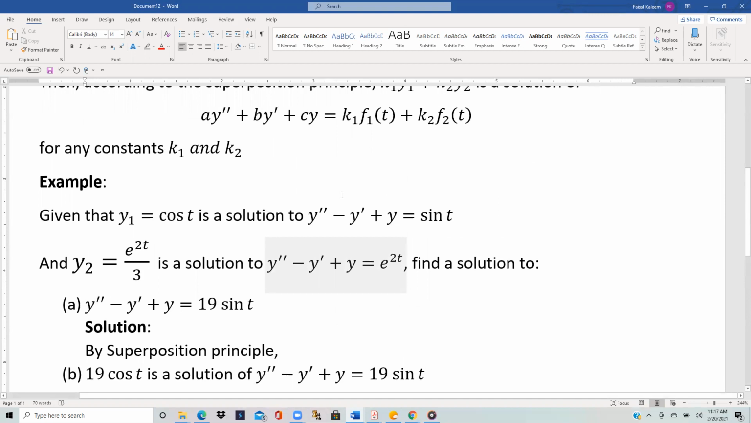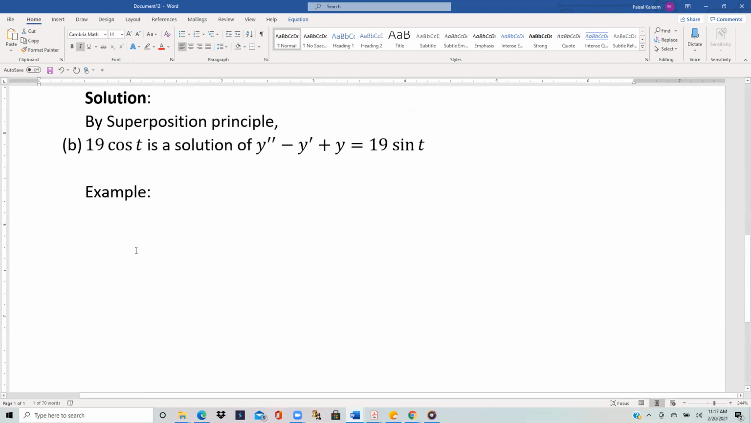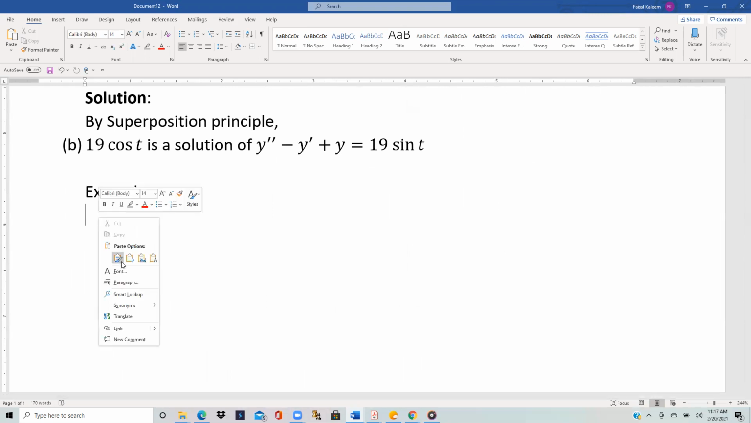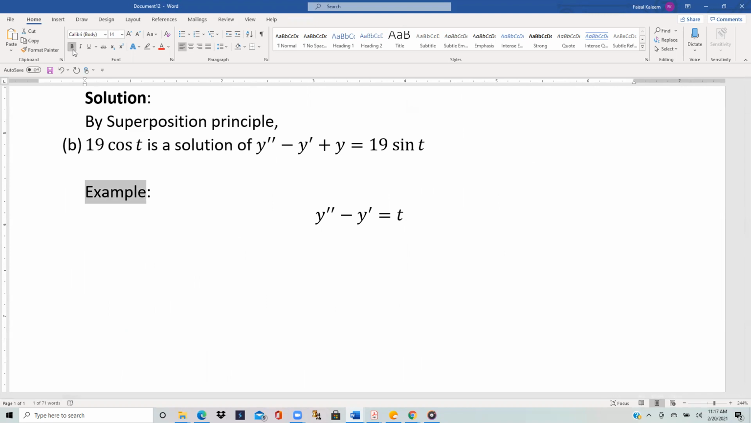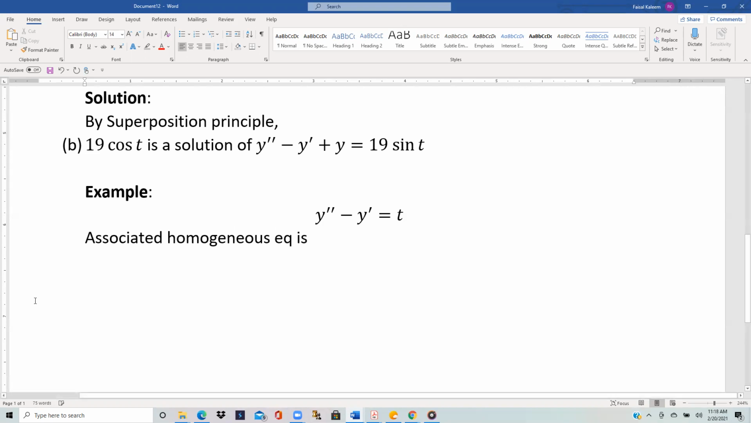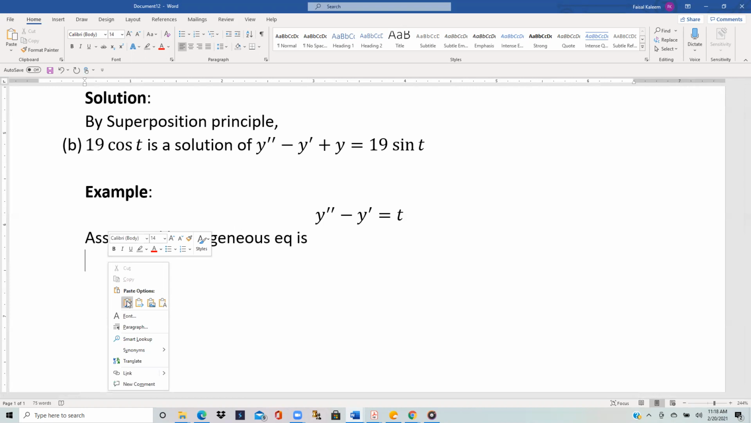So let's just copy this. So we do the business, which we have done quite a few times. So the associated homogeneous equation is just that thing is equal to 0.